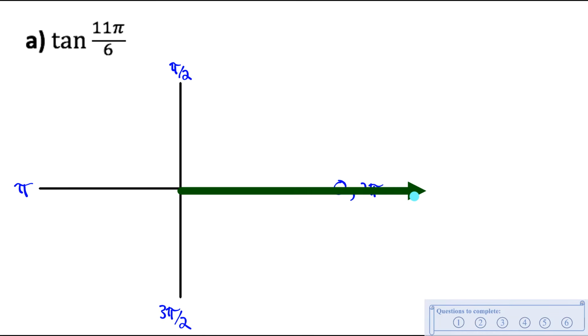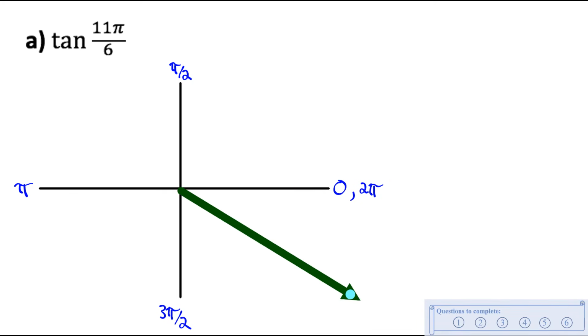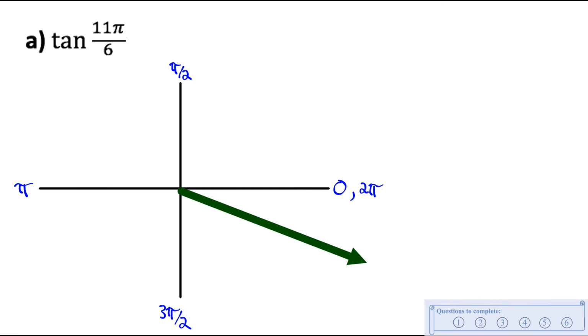So when we rotate, we always go counterclockwise. So I need to go 11 pi over 6. So that would be a rotation all the way around to about here. And since the principal angle is 11 pi over 6, I like to label the tip of the terminal arm with that angle, so 11 pi over 6.